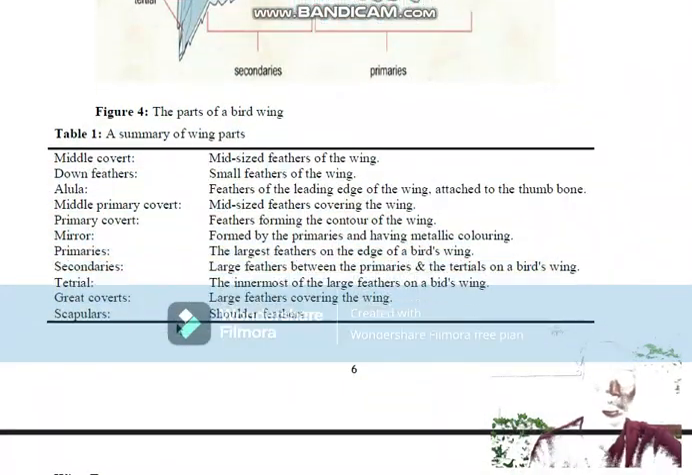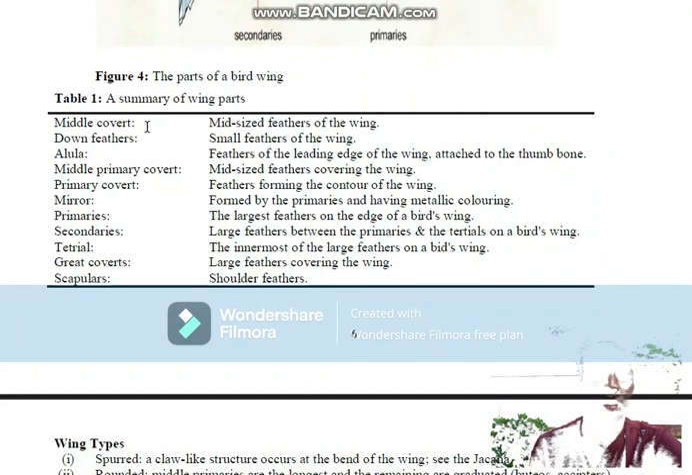Here is just a summary of the wing parts. We have the middle covert, which is the mid-sized feather of the wing. We have the down feathers, small feathers of the wing, and the alula. These are at the leading edge of the wing, and we have the middle primary covert, which are mid-sized feathers covering the wing, and primary covert, the feathers forming the contour of the wing.